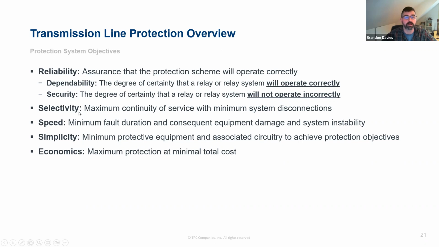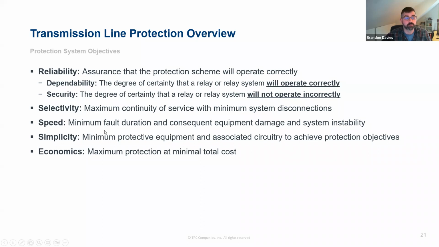Selectivity has to do with maximum continuity of service with minimum disconnections. So we want to make sure that we're operating for line faults, because that's what we're supposed to trip for. But we're not operating for faults in other parts of the system, because you'd trip the line out without there being an actual problem on the line. So that gets into some of the stuff we're going to talk about, coordination and how we approach making sure that the relay's operating in sequence and in coordination with the rest of the surrounding system.